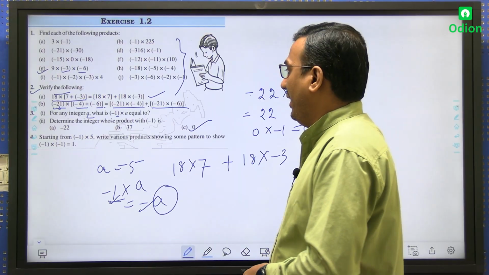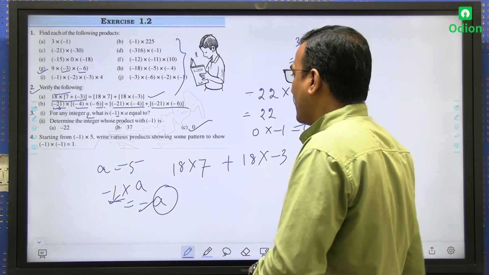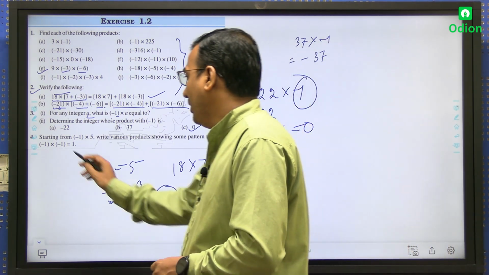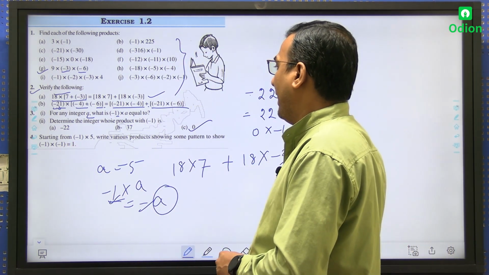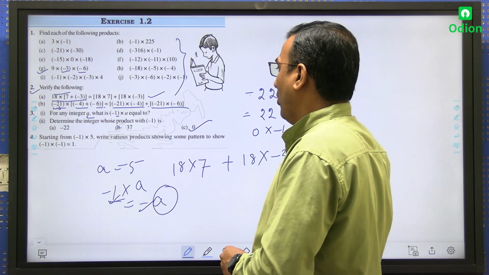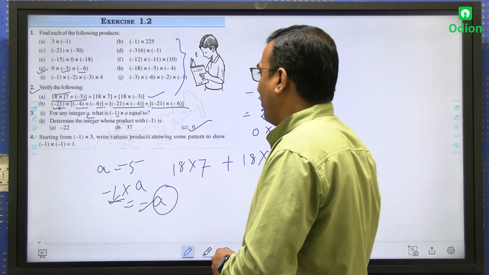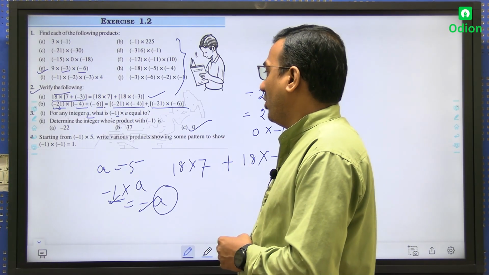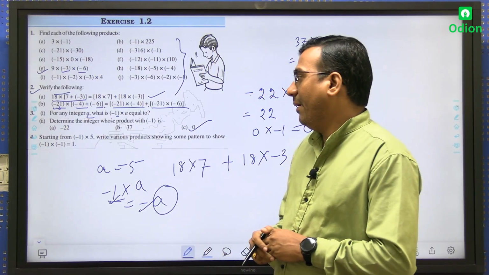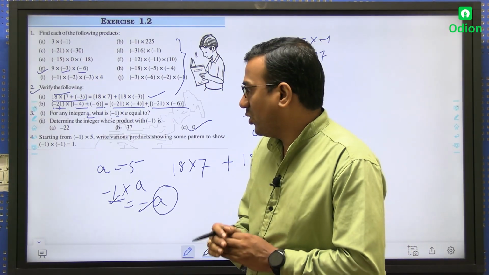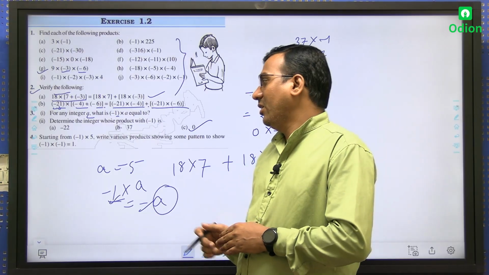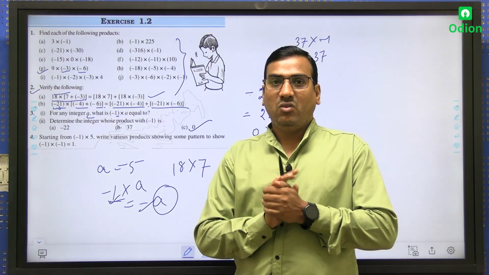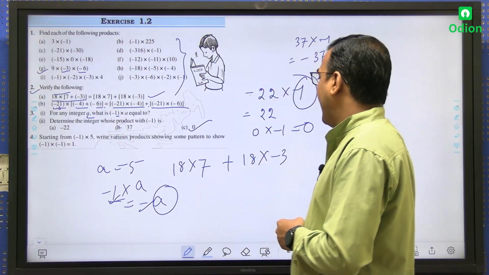Starting from -1 into -5, write various products showing some pattern. -1 into -1 is equal to 1. Starting from -1 into 5, write various products showing some pattern. What does this mean? I have to show whether the multiplication with 1 or -1, what result it comes. So take an example.